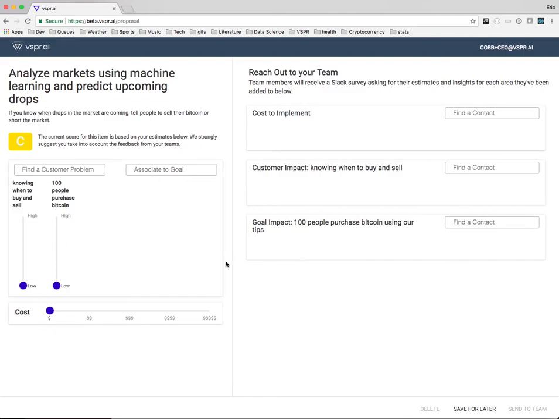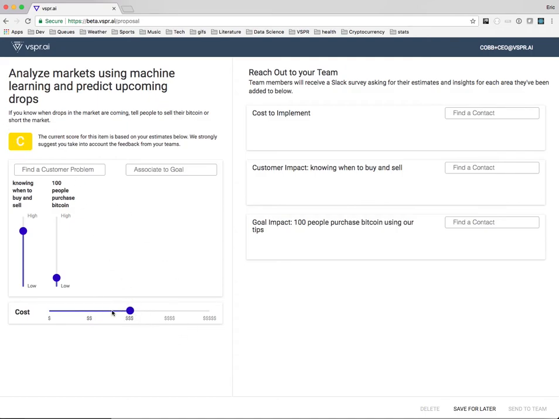So the next thing I'm being asked to do is really associate how well this particular proposal aligns with my problems and my goals. I think it aligns fairly well with knowing when to buy and sell, and maybe not that well with the goal of having people purchase Bitcoin on my tips, because this is actually a sell-based idea. Next thing I'm going to do is take a swag at how expensive I think this would be to implement. As I move these around, you can see that the score up here is changing.